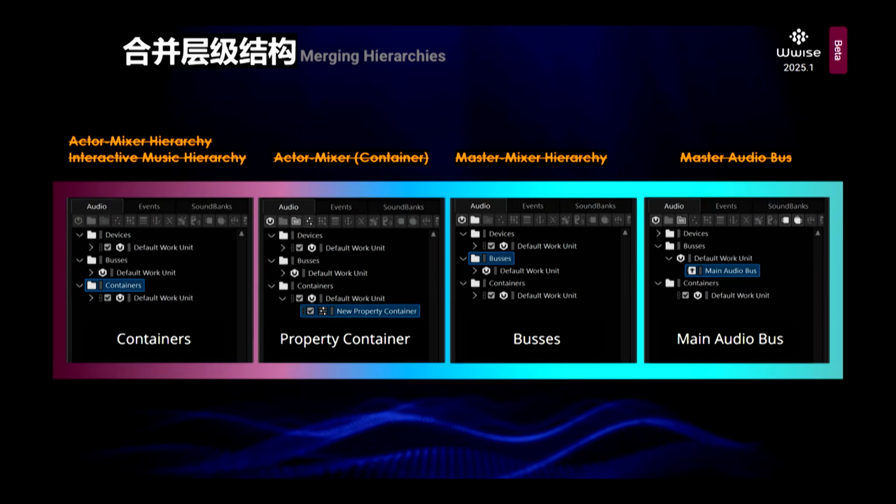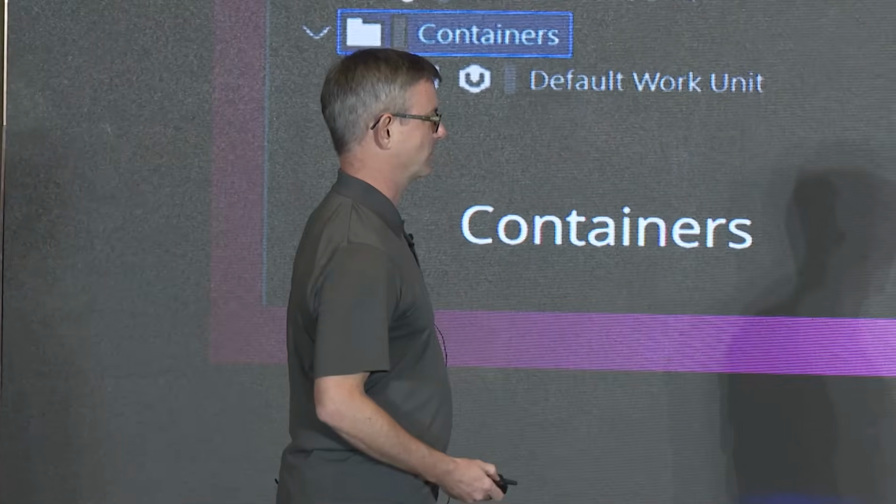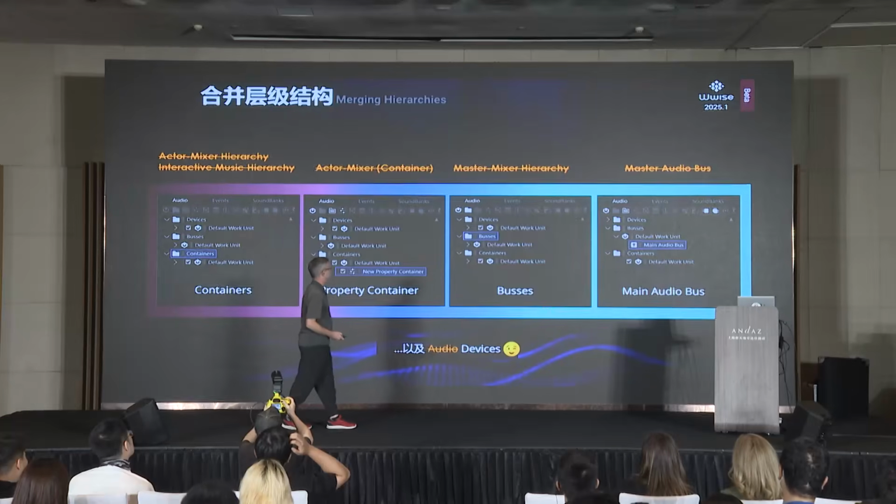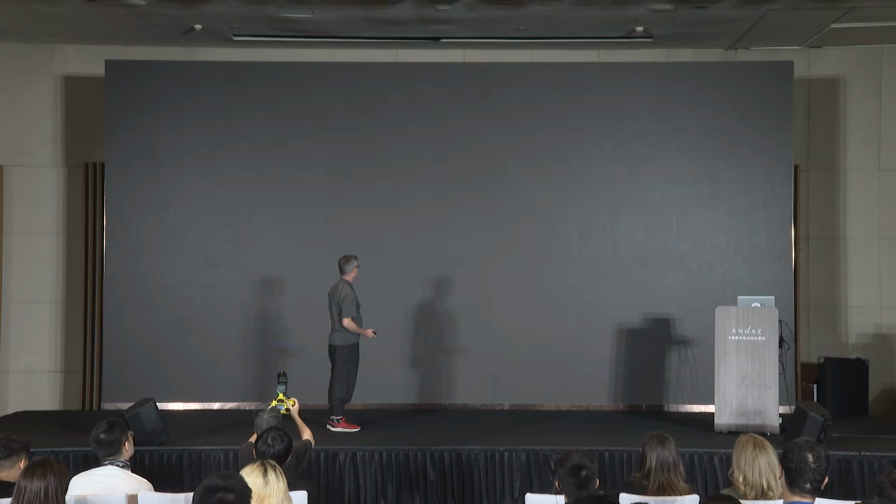And finally, the last one on top used to be called audio devices, but you know, it's Wwise. It's in the audio tab, so it's now just devices. No more spaces. So that's the merging of the hierarchies.